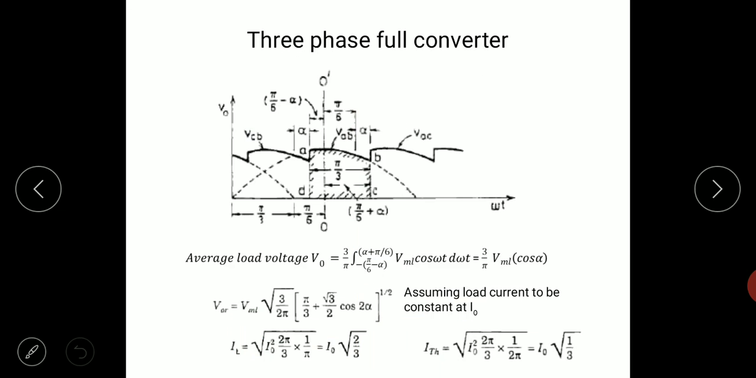From this we can calculate our RMS value. This will be I naught square multiplied by the factor where the current is available, that is 2 pi by 3, which is 120 degree, divided by pi, that is 180 degree. So 120 degree by 180 degree. This comes out as I naught multiplied by square root of 2 by 3. This is our line current, any one line current: I naught root 2 by 3.